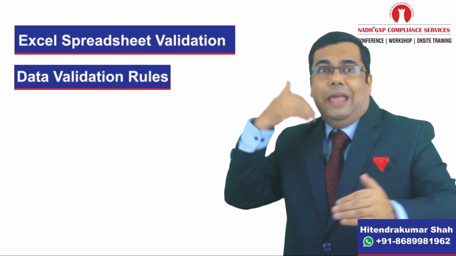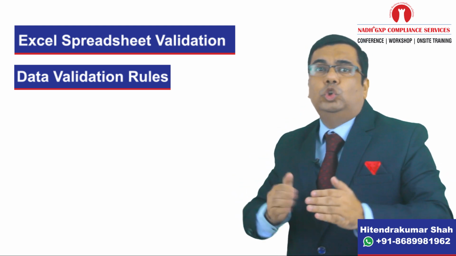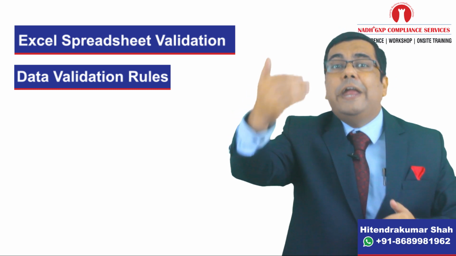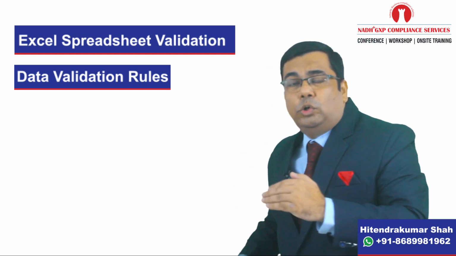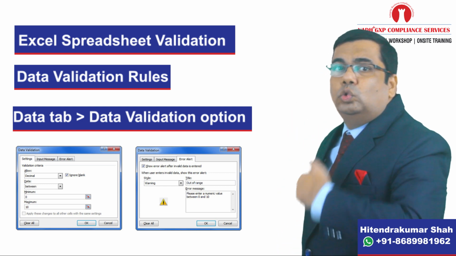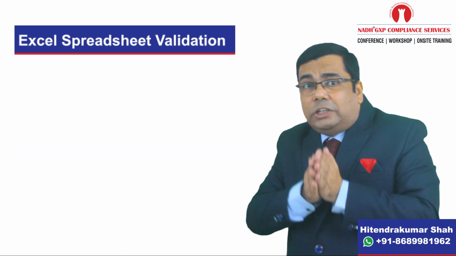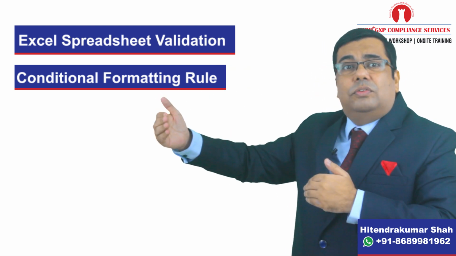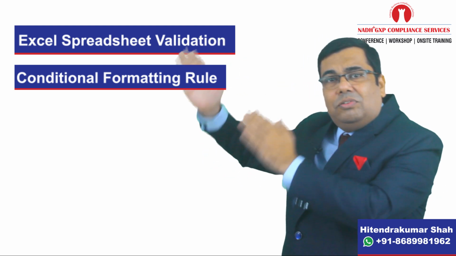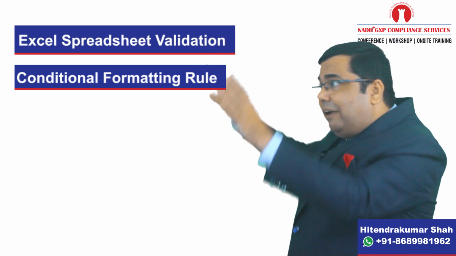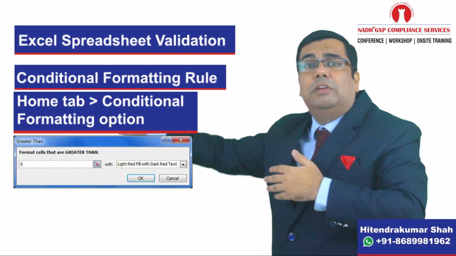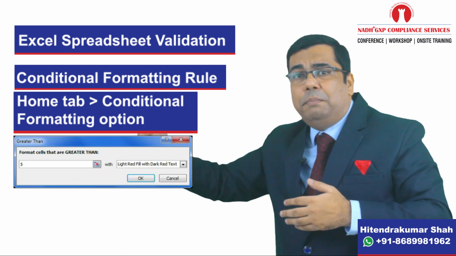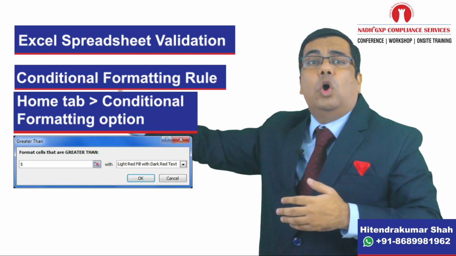Input messages and error alert messages can be used to inform the end user of the expected data type and expected range. This can be done by going to the Data tab and then to the Data Validation option. Conditional formatting rules can also be applied when the results are tested against some acceptance criteria. This will help to highlight OOS, or out of specification, results and give immediate attention.